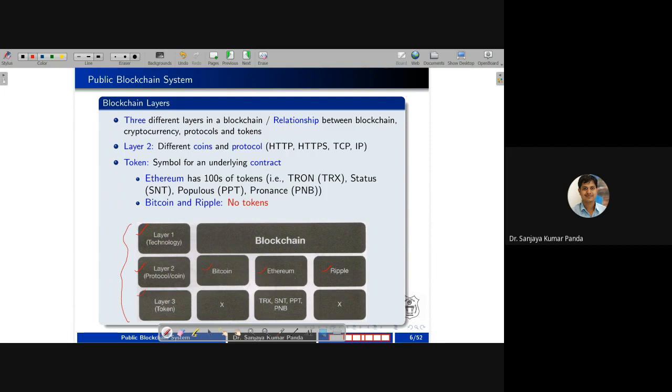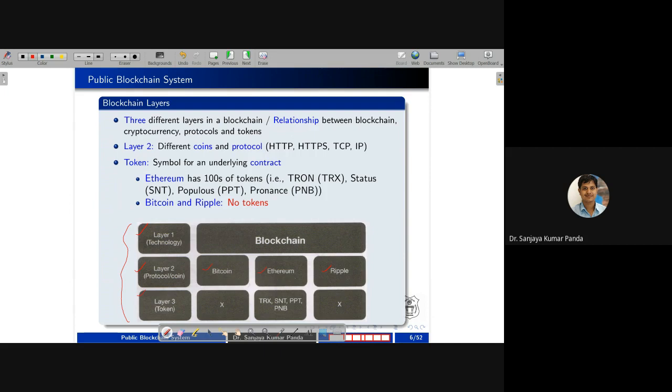These protocols you can also use in layer 2. Now coming to tokens, one of the popular terms in this faculty development program is related to smart contract, right? So this is nothing but an underlying contract. So that is also a token. Token is basically a symbol for an underlying contract.